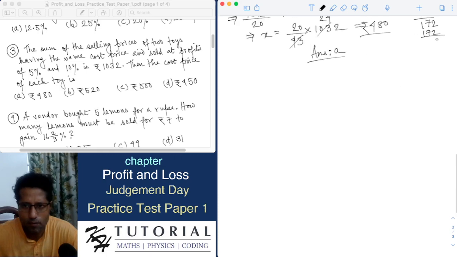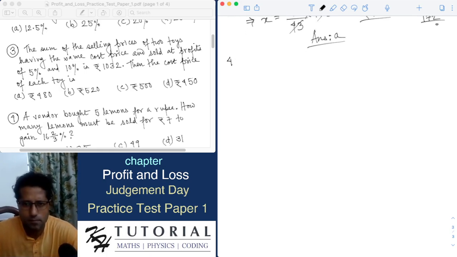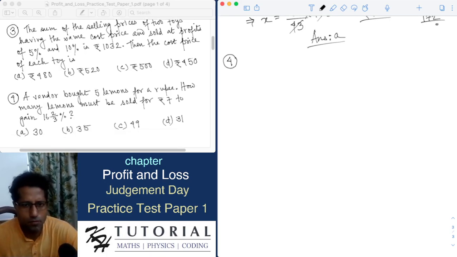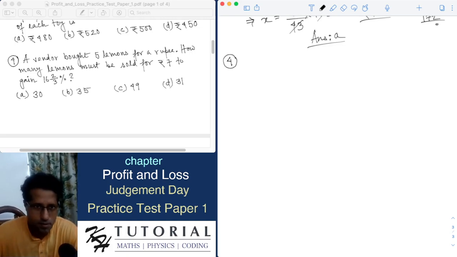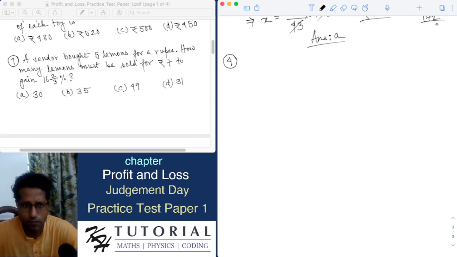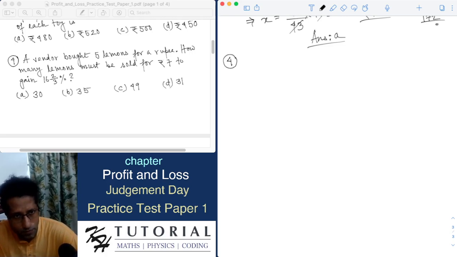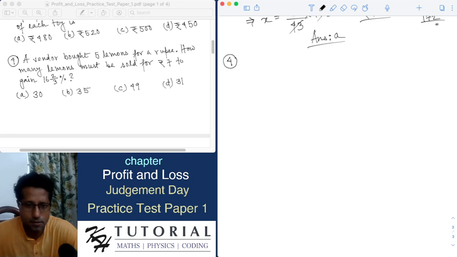Okay, let's do problem number 4. Problem number 4 says a vendor bought 5 lemons for a rupee. How many lemons must be sold for rupees 7 to gain 16 and 2 by 3 percentage? Okay, always remember that the gain percent or the loss percent is always based on the cost price. So, for this kind of problem where it is given that the selling price of some unit of quantity is something, you always find the selling price and the cost price per unit of the commodity. So it is said that a vendor bought 5 lemons for a rupee.